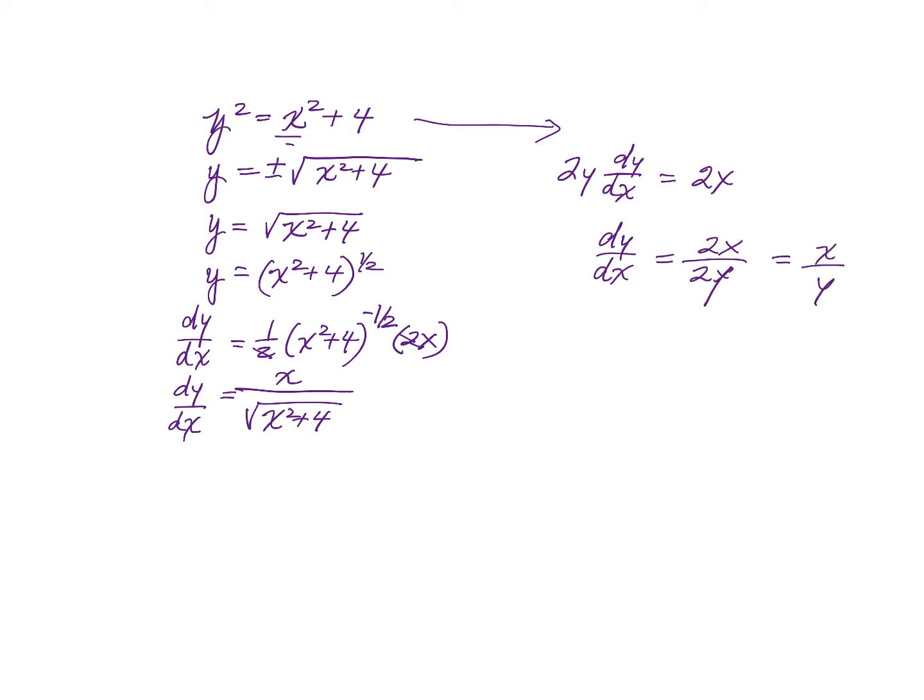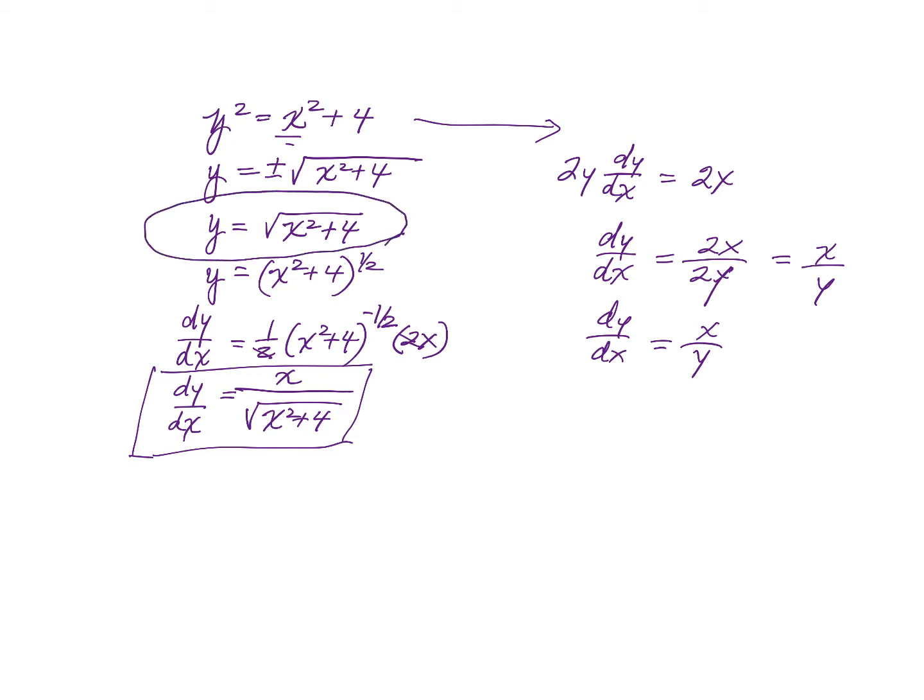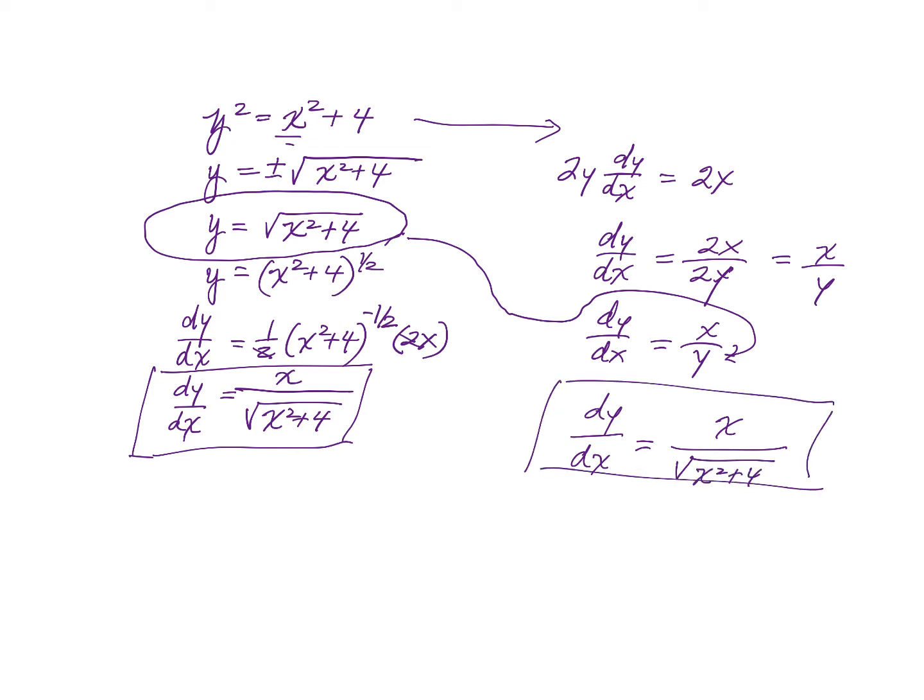And you may be looking at this and saying, wait a minute, it didn't give us the same answer. Here we have dy over dx is equal to x over the square root of x squared plus 4. And here we have dy over dx is equal to x over y. That doesn't look the same, does it? Well, if we look here at what y equals, the square root of x squared plus 4, and if we plug that in for y down here, what we're going to get is dy over dx equal to x over the square root of x squared plus 4. And you can see that this is the same as this.